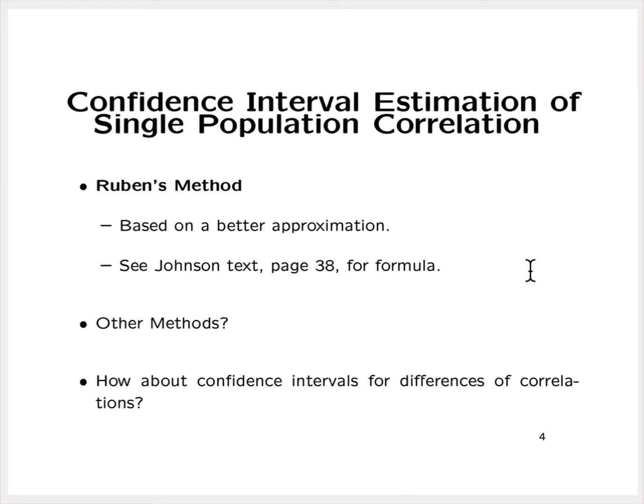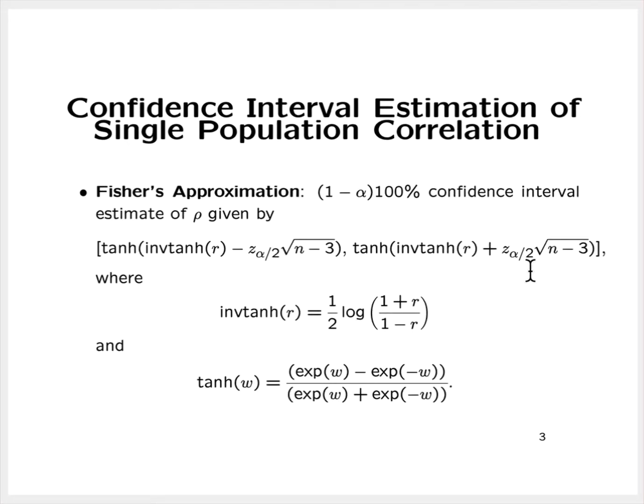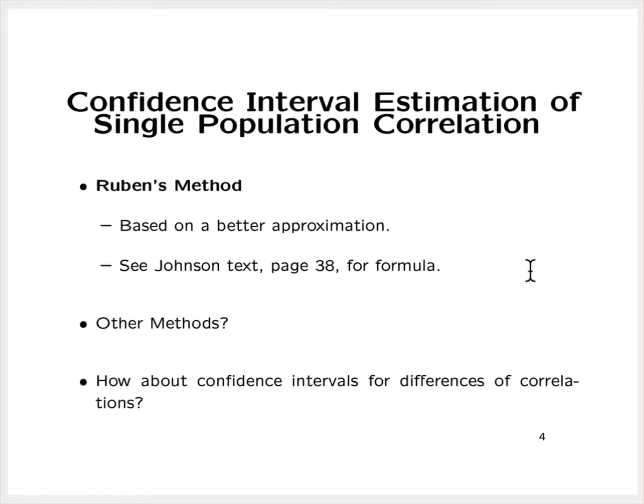Now, another method, which is based on a better approximation. Both of these methods that we're talking about, both Fisher's approximation on slide 3 and then the method on slide 4, are based on approximations. Rubin's is evidently based on a better approximation, and we're not going to go into the details for this calculation, but if you want to see that, you might look on page 38 of Dallas Johnson's text. But there are several methods for constructing confidence intervals for a population correlation coefficient. There are other methods as well. For example, we might use bootstrapping or something like that.